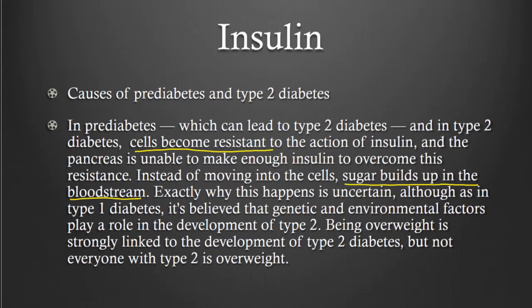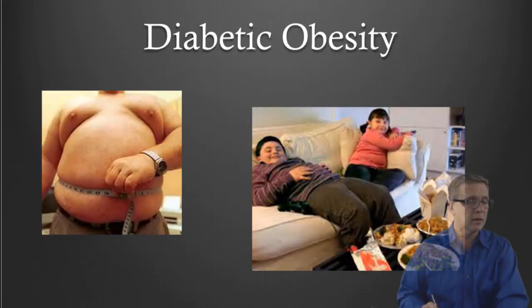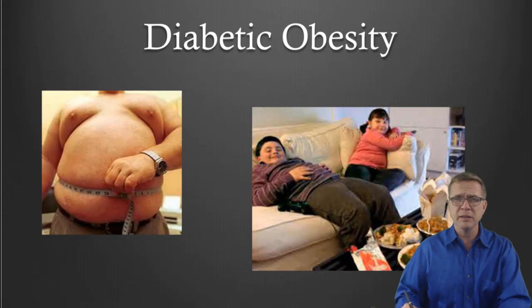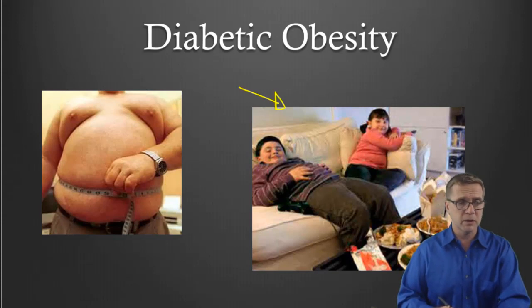Being overweight, again, is incredibly linked to the development of type 2 diabetes, but not everyone with type 2 is overweight. So there's a connection. And again, this is why where we used to call type 2 adult onset, we just call it type 2 now, because we now have kids, sadly, with type 2.